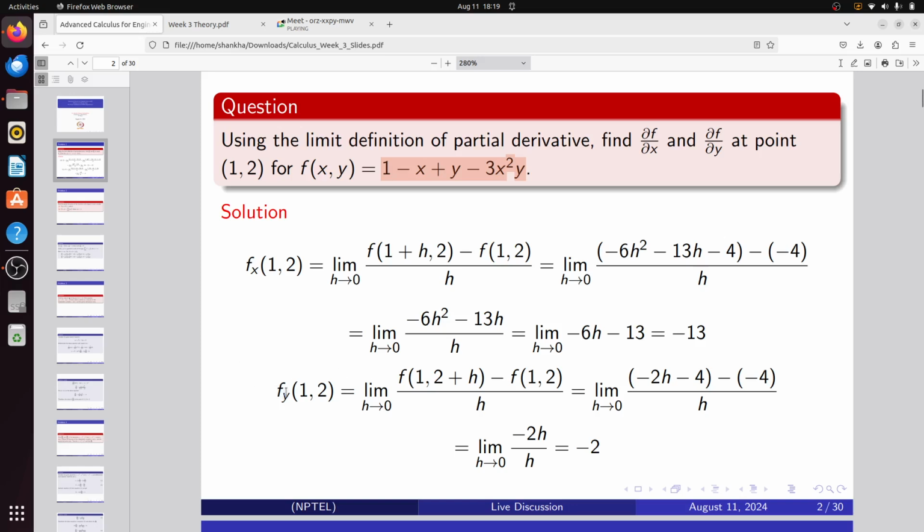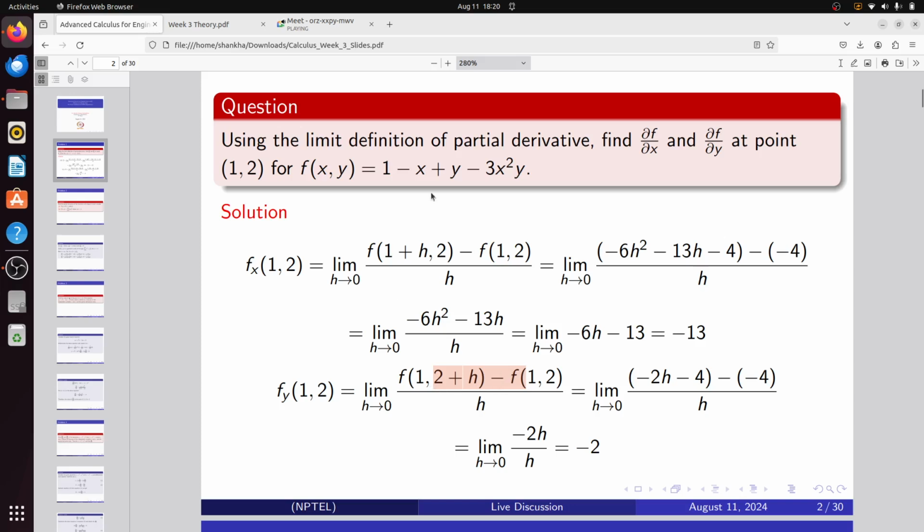Also, now f_y of (1,2), so you can use a different symbol like k, but I have just used h. It doesn't matter, it is just a dummy variable, you can use anything. So now you are calculating with respect to the y coordinate: limit h tends to 0 of [f(1, 2+h) minus f(1, 2)] divided by h. So what will be this f(1, 2+h)?